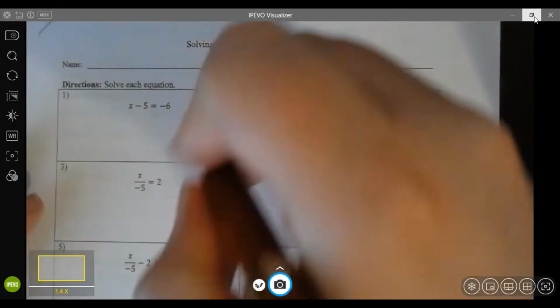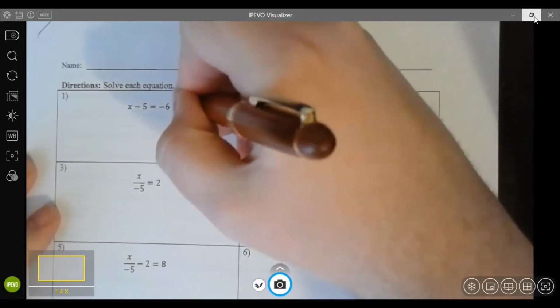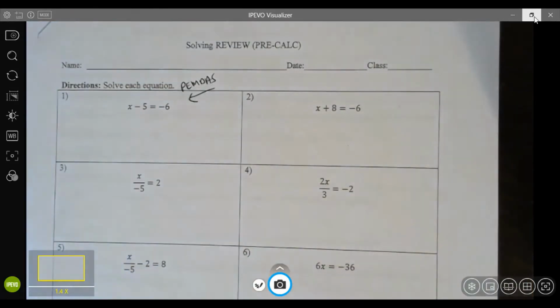Just remember when you're solving, you need to use the order of operations backwards. So that's parentheses, exponents, multiplying, dividing, addition, and subtraction. So you're just looking for what operation is going to undo the operations that are there. And that's going to help you with 1 through 10.